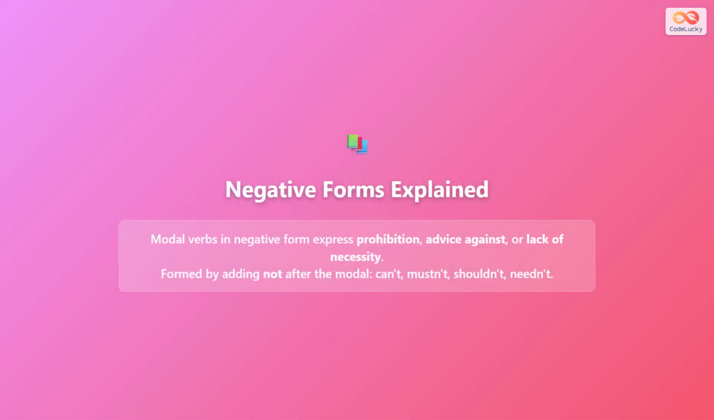All negative modals add not after the modal verb. Can plus not becomes cannot or can't, must plus not becomes must not or mustn't, should plus not becomes should not or shouldn't, need plus not becomes need not or needn't.